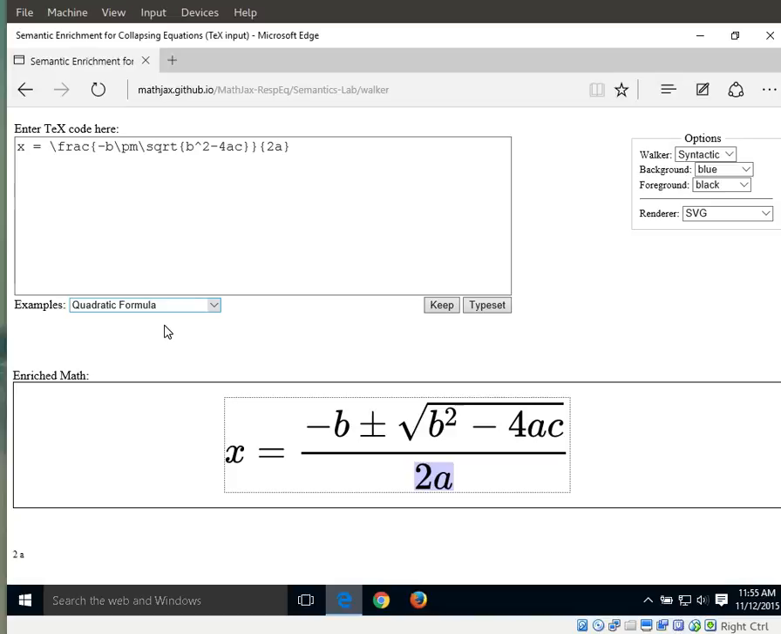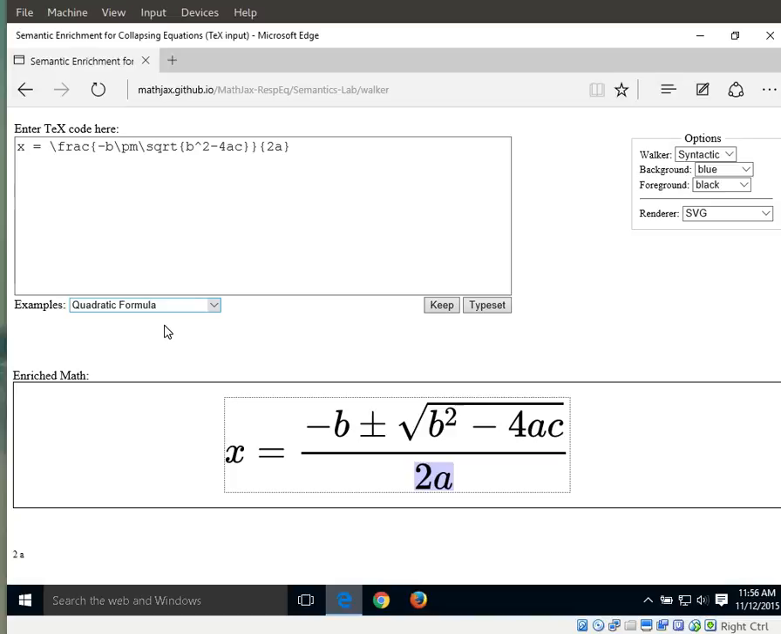At this point, with the 2a being actively selected, you might notice that as a visual user, it's relatively easy to discern that this actually means 2 times a. Because you have visual cues like the 4ac on the top of the fraction, and you can actually guess as much from the visual perception. For an oral rendering, that's usually not enough.